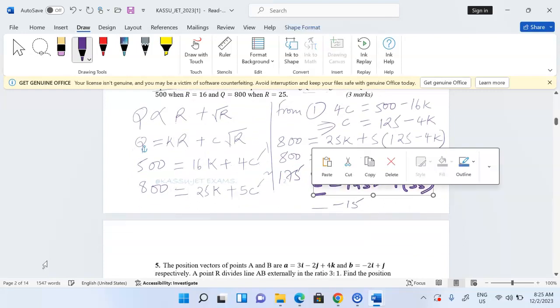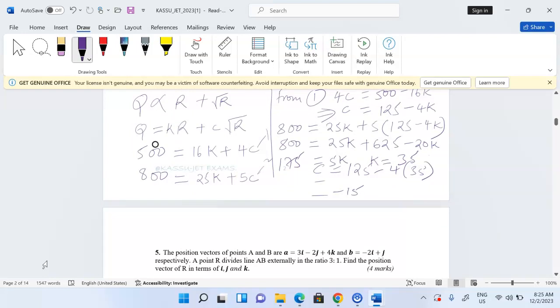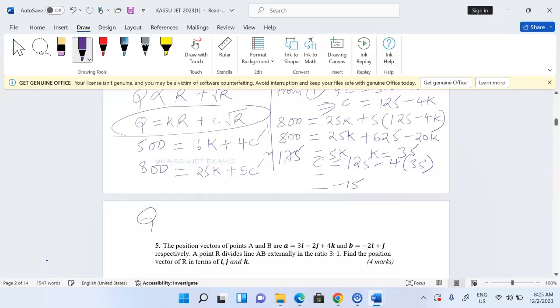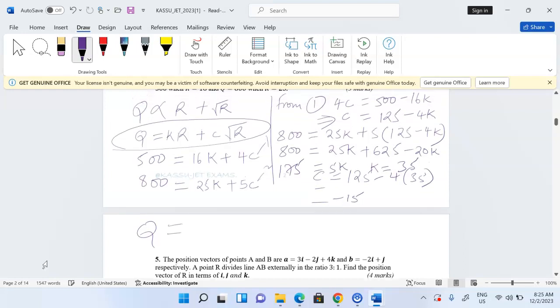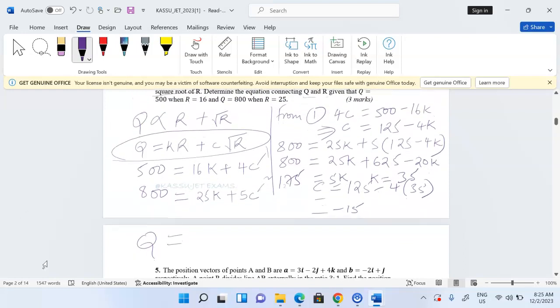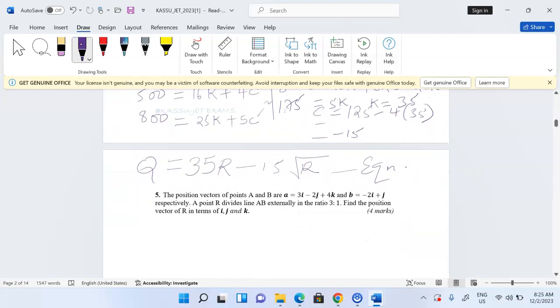Therefore, now the equation connecting Q and R is going to be this one, but now the constants have been found. Therefore, Q equals K, which is 35, R plus C, which is negative for this case. Therefore, negative 15, the square root of R. So this is the equation connecting P and Q.